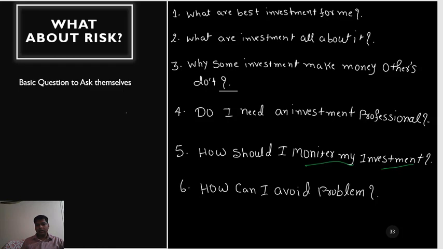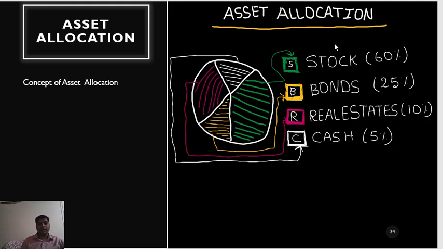So now I will add some more topics here. After the risk assessment, you need to manage your assets. Asset allocation is most important. According to some surveys, you should invest 60% of money in stock, 25% in bonds, 10% in real estate and 5% in cash for emergency handling, or according to your own calculations, or how much your pocket allows.